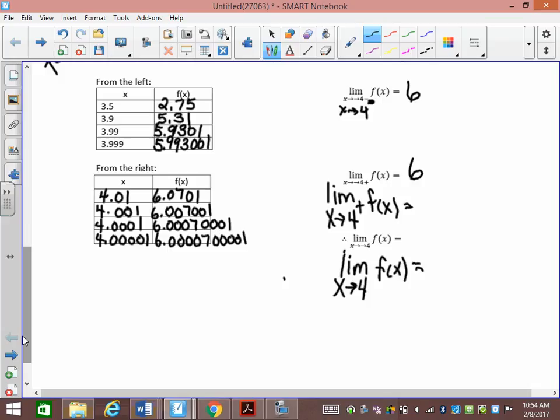This only exists if from the right and the left the values are the same. So from the left it was 6, from the right it was 6, so the limit as x approaches 4 of f of x is 6. If this was 6 and this was 2, this would be does not exist. There wouldn't actually be a limit for this value.